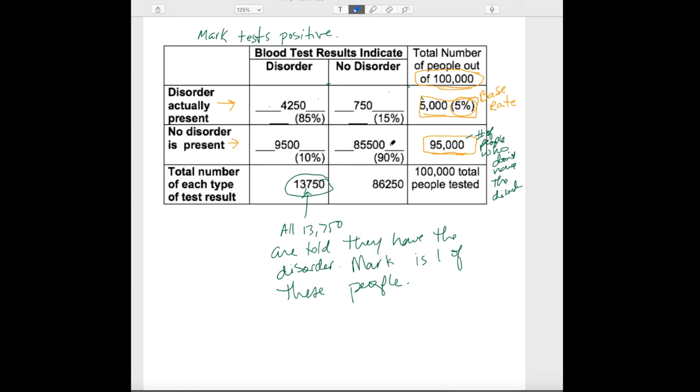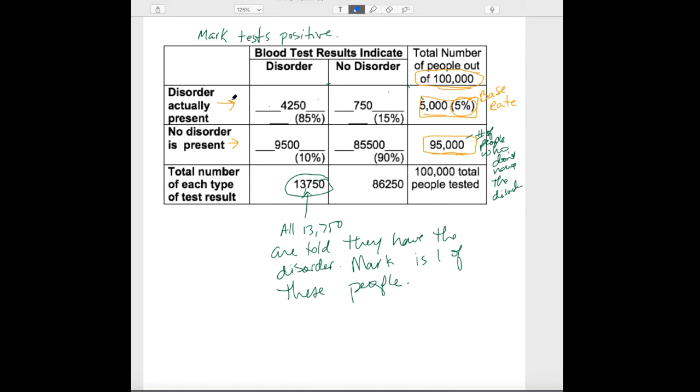So let's take a look at how we would do homework number 4. We're going to walk through a comparable type of problem set up in exactly the same way. So we have an individual named Mark who gets a blood test for a particular type of disorder. The blood test can diagnose him with a disorder or without it. So he has the disorder or he's not. Those are the two possible outcomes of the blood test.